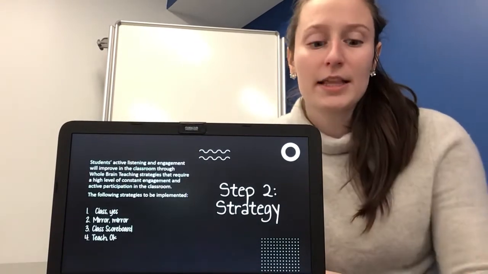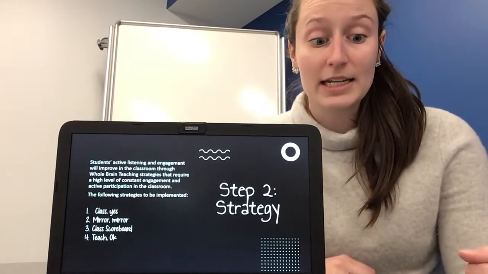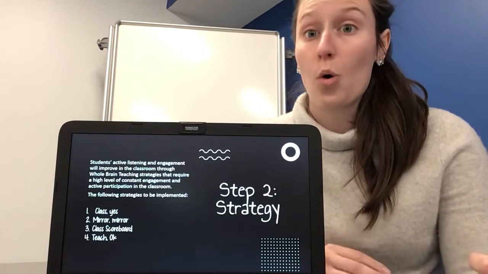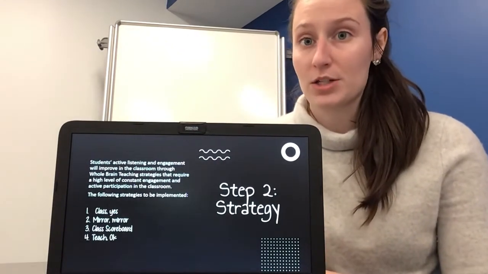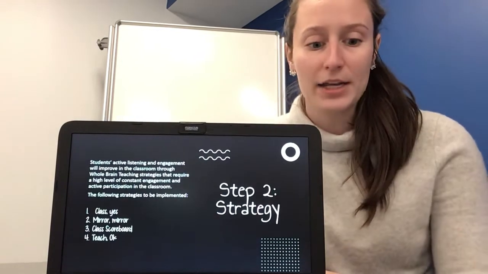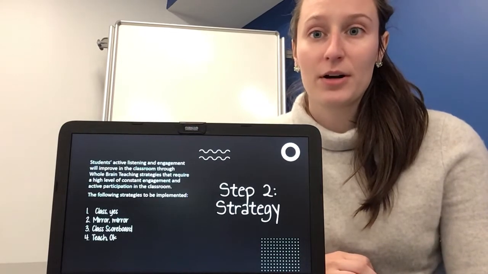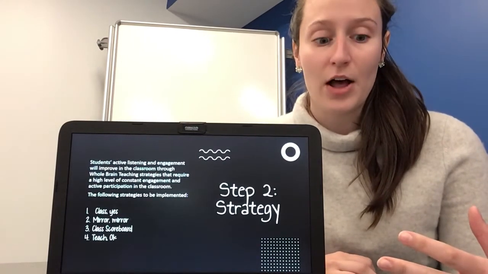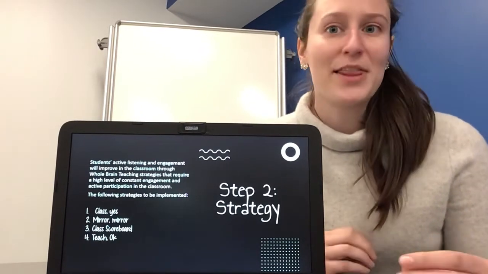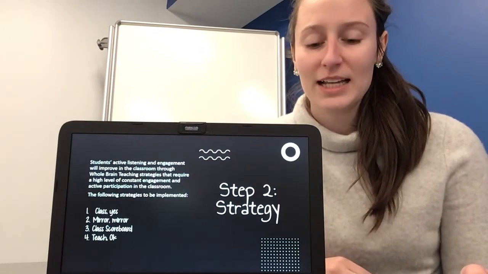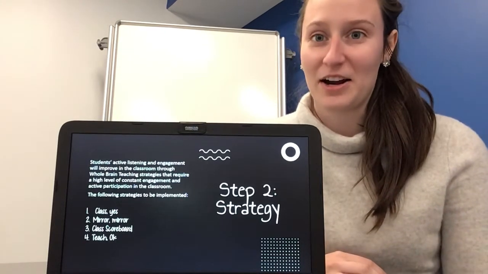The strategy that we are planning on using is to increase active listening and engagement through whole brain teaching. It is a teaching strategy, but it's also a management system all rolled into one big package. This strategy requires a high level of constant engagement and active participation in the classroom, and the more that they participate and show attention, the more rewarded they get, which means the more likely that they are to continue to participate.